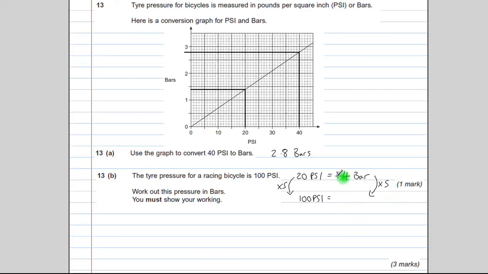Now there's a nice easy way that you can multiply numbers by 5, and that is I can times it by 10 and then divide it by 2, and that actually makes it easy enough for me to do in my head, because if I multiply this by 10 I get 14, and then if I divide by 2 I get 7. Okay, and then I don't have to bother doing a complicated decimal multiplication. So 100 psi is 7 bar, and that's what the answer is asking us for.